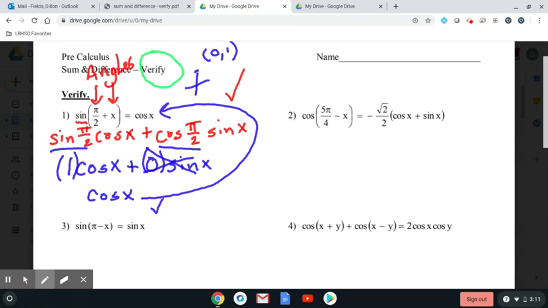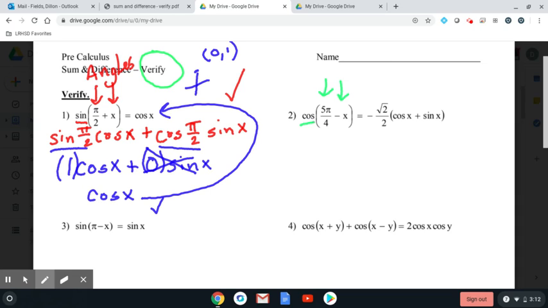All right, so let's look at a different one. Let's check out problem number 2. When you're looking at this one, we're going to do the same exact thing. We're trying to verify the left side is equal to the right side. The first thing on the left side that you notice is you have your two angles of 5 pi over 4 and x. You're working with cosine, and you see a minus sign in between those two angles.